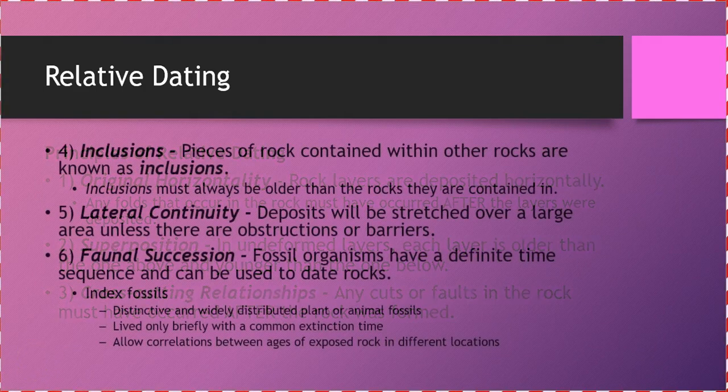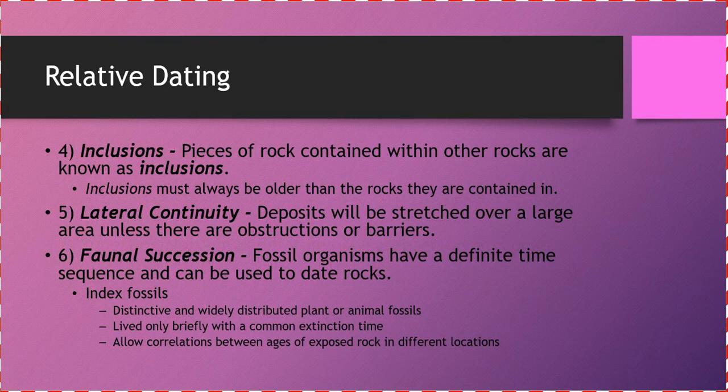The fourth principle goes to the idea of what are known as inclusions. Inclusions are just pieces of rock that are contained within other rocks. So think like a gemstone or something encased in a giant rock or a giant piece of quartz. Those inclusions in those rocks would have had to have formed before the rocks formed around them. So they have to be older than the rocks that they're contained in. The fifth principle is what's known as lateral continuity, and this just means that those deposits would stretch out over large areas unless there are obstructions or barriers like riverbeds or mountains.